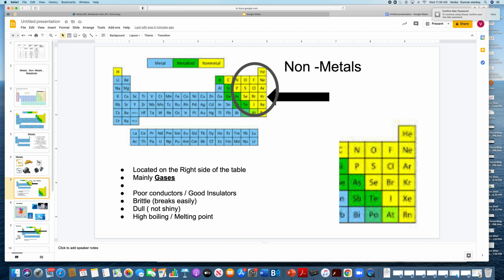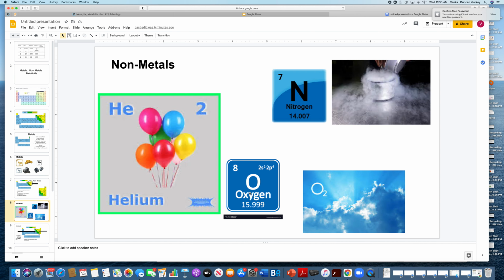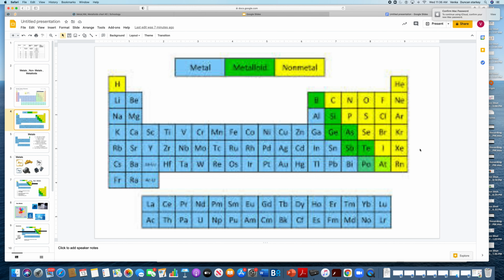Some more examples of nonmetals are these gases here. Helium, which is found in balloons. Nitrogen, like the gas that's in liquid nitrogen or dry ice. And oxygen, a gas that we're all familiar with that we breathe. These are some examples of nonmetals. And like I mentioned, they're located on the far right side of the periodic table. They may vary in color, but they're always located on the far right side of the periodic table.